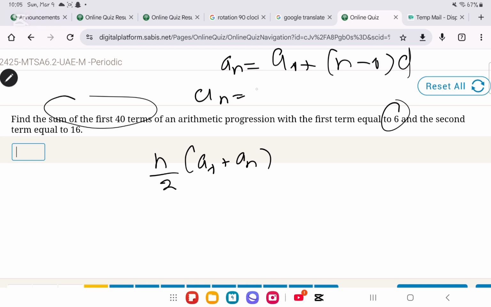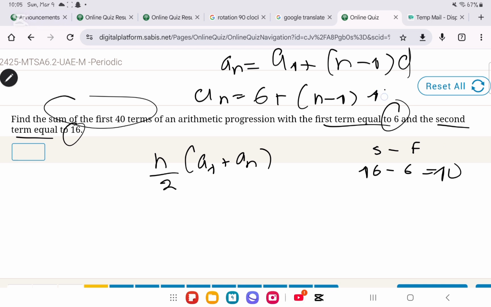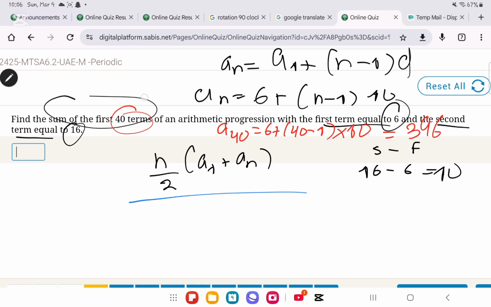So an is equal to a1, which is 6, plus n minus 1 times the common difference d, which is, so they gave us the first term and the second term, so it's going to be the second minus first. So it's going to be 16 minus 6, which is 10. So the common difference is 10. Now, you need to find the 40th term. So a40 is equal to 6 plus 40 minus 1 times 10. You will put it on the calculator and you will get an answer of 396.